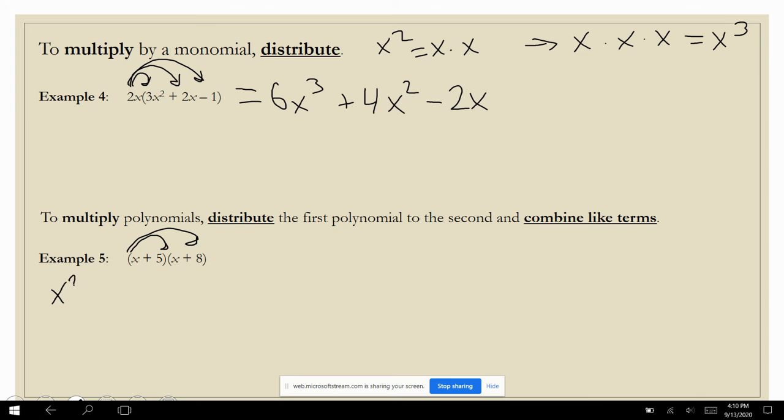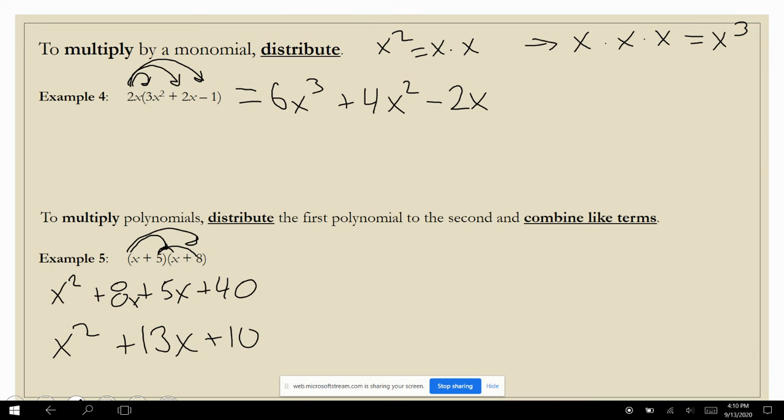X times x gives us x squared. X times 8 gives us 8x. Okay, and then we're going to distribute the 5 to the x plus 8, which just gives us 5 times x, and the 5 times 8, which gives us a positive 40. Remember, this was an 8x here. We have an 8x and a 5x, combine like terms. We've got x squared plus 13x plus 10. Okay. So that's your first example.